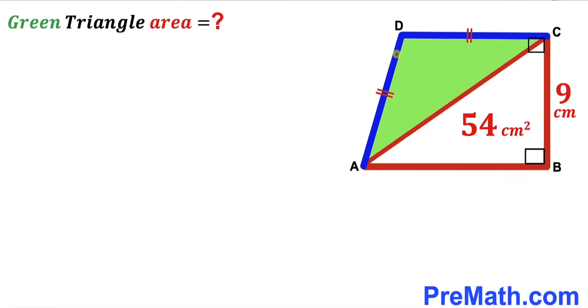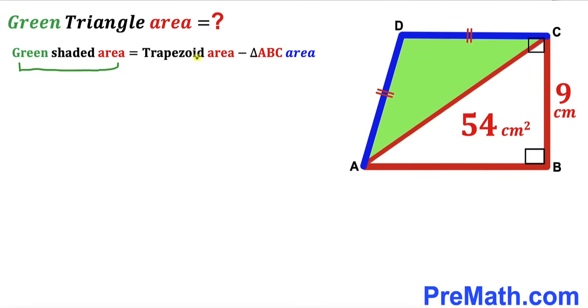Here's our very first step. Since we are interested in calculating the area of this green shaded triangle ACD, let's make an observation. We can see that this green shaded region area is going to be equal to the whole trapezoid ABCD area minus the area of the right triangle ABC. We know our right triangle ABC area is 54 centimeter square. So now our task is to calculate the area of this trapezoid ABCD.